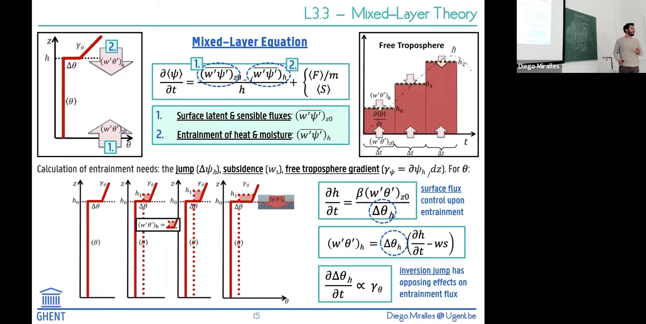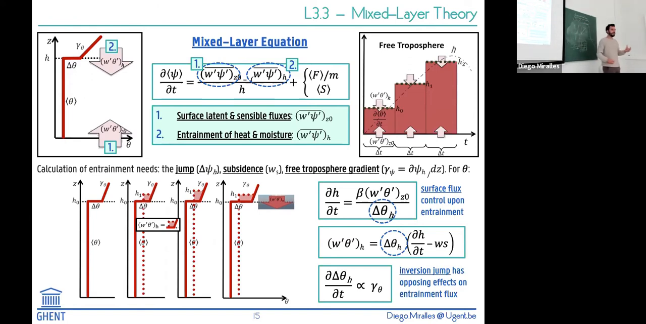If this is time 0, and this starts growing, at time 1, this jump is going to be larger than this jump. So essentially, the slope of this, which is the lapse rate in the free troposphere, is going to determine the evolution of the jump. And that's what this is telling you.